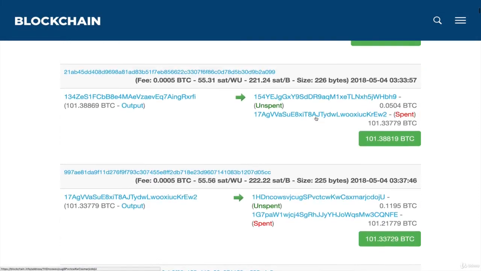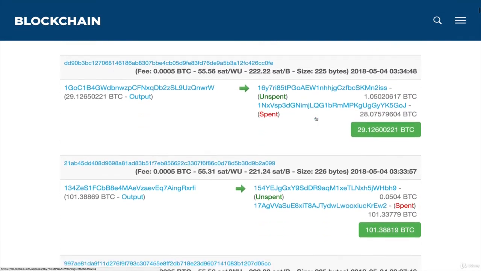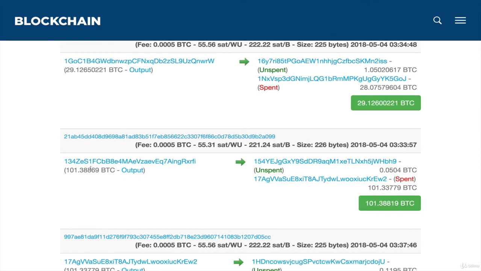Okay. So if we hunt around on here, I'm sure we can find, here we go. Here's an example. So this address had 101.38869 Bitcoin in it. We see 2 output addresses here. One of them has 0.05 Bitcoin and one of them has 101 Bitcoin, that's $1 million. What's important to note here is that we don't know which one is change for the sender and we don't know which one is actually pointed at the destination.